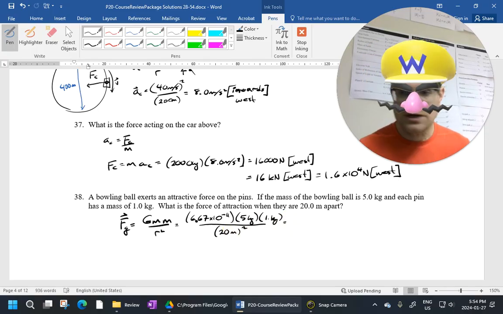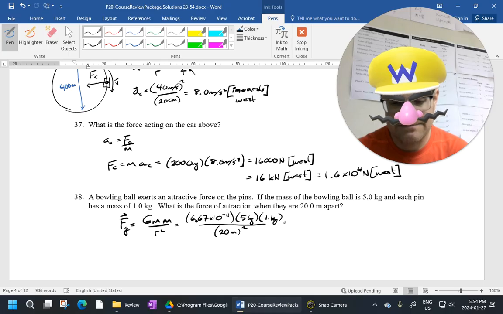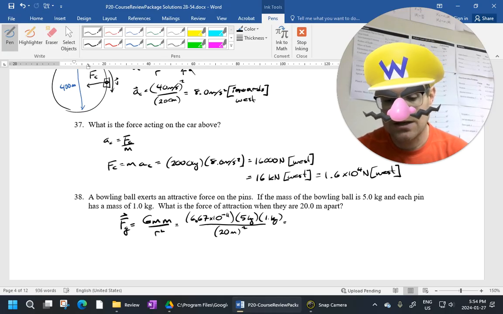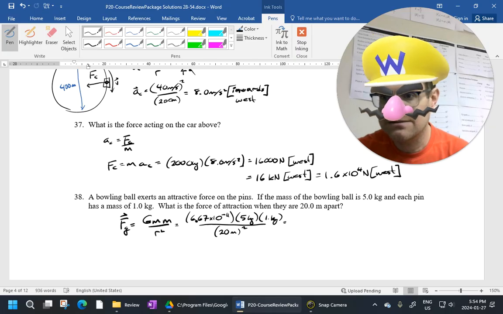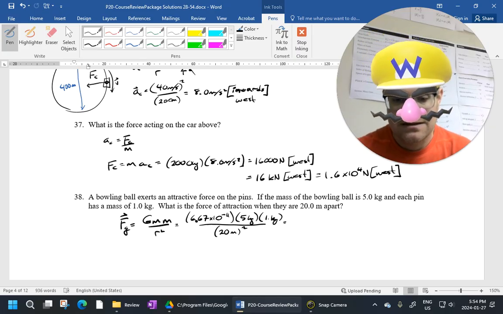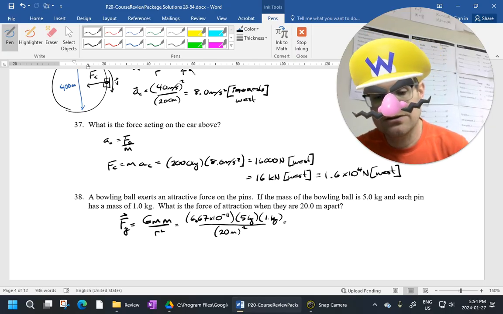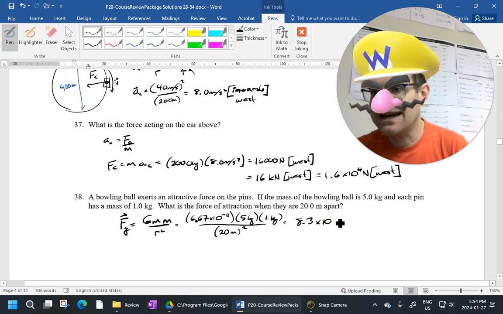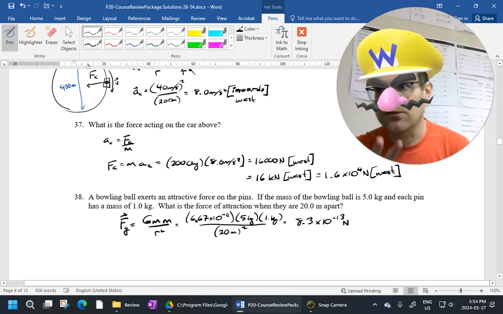All the units are good here, so you want them to be kilograms, right? You don't want to change them accidentally to grams. That's chemistry. You don't want to change the meters to anything else. It needs to be meters. So don't need to change any of those units. So we're going to get an attractive force here of 8.3, 2 sig digs, times 10 to the negative 13 newtons. So an extremely small force, right?